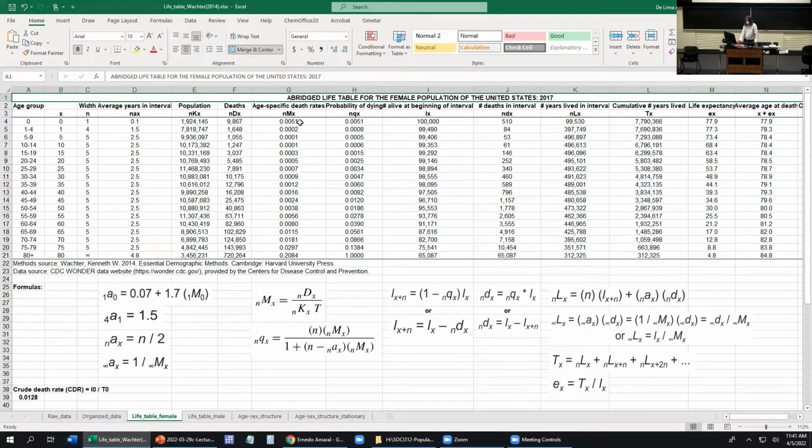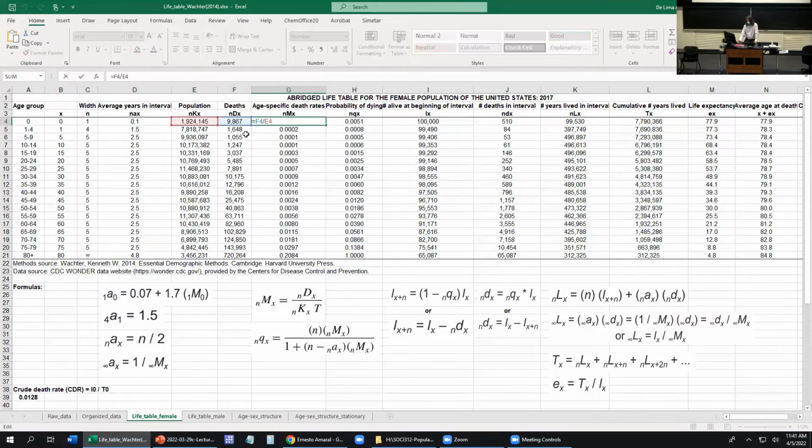How do you calculate the mortality rate by age group? I simply get the number of people who die in that age group divided by the population in that age group. That's the mx n. So F4 divided by E4. And then I do that for all the cells here, okay? And then I have to see what's the probability of dying.